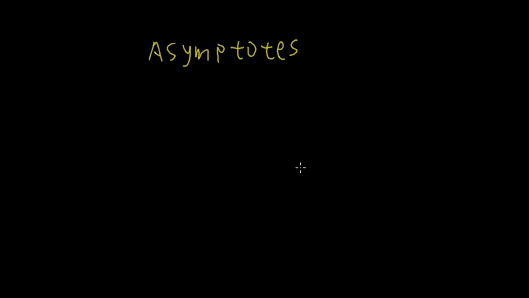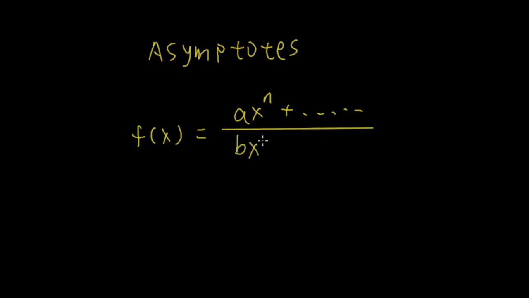In this video, I'll talk about different types of asymptotes. So when do we get asymptotes in a function? When you have a function like this, f of x equals ax to the power of n plus the rest of the terms, divided by bx to the power of m plus the rest of the terms. You have a numerator and the denominator.